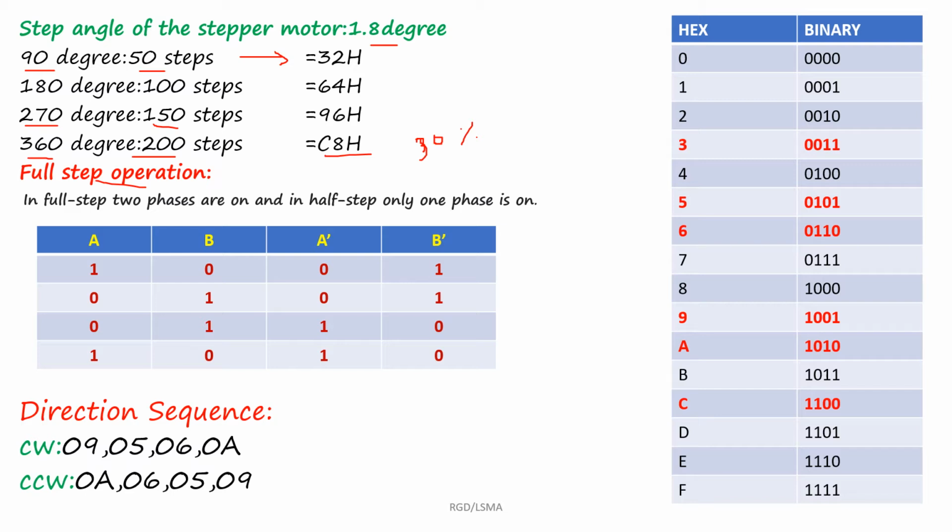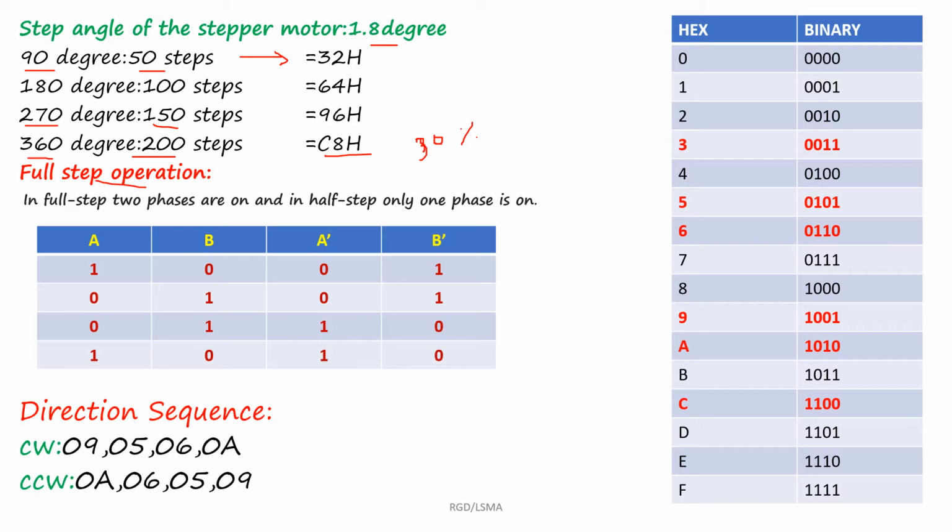And also we have a half step mode of operation. In half step mode, the number of steps taken by the motor to complete one revolution gets doubled, so that the step angle reduces to half, which provides a smoother operation and twice the resolution. But in this video I'm going to talk about only the full step mode of operation in detail.